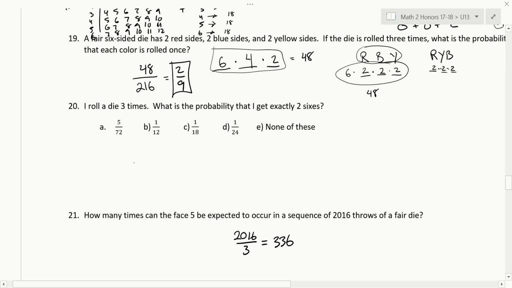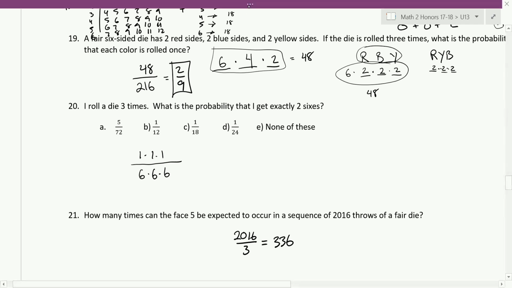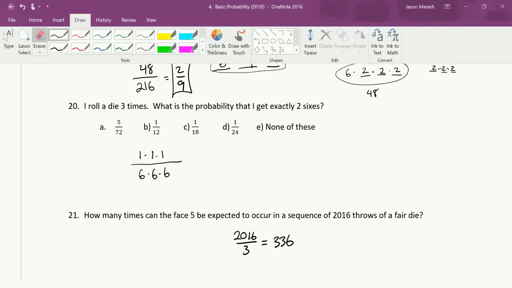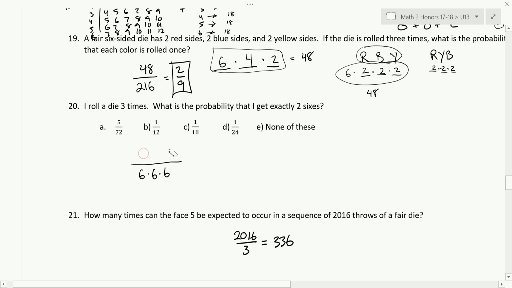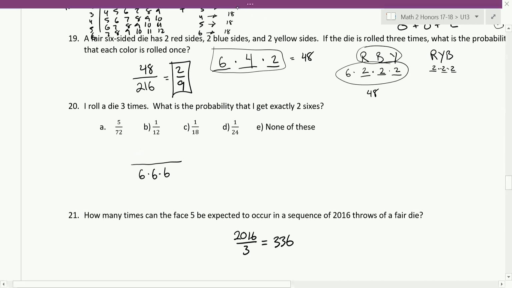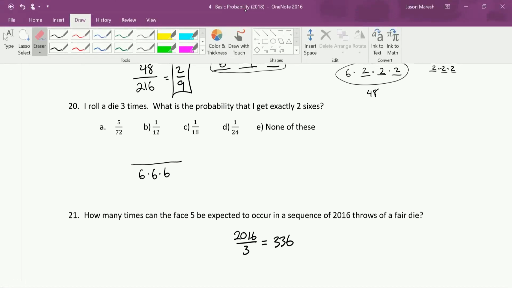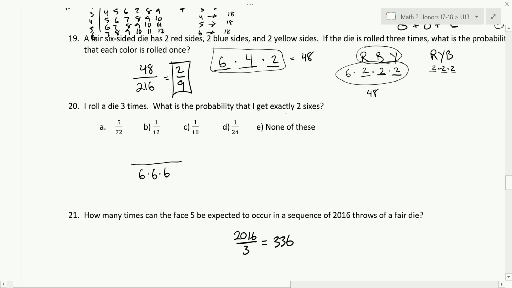Okay, and so I understand the denominator, right? Because there's 6 sides, but why 1 times 1 times 1? Why'd you say never mind? Okay. You realize you're missing something? Okay. It's all right. We'll back up. So we need to somehow count how many ways you can get exactly 2 6s.